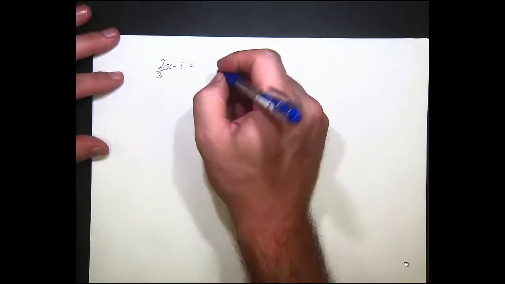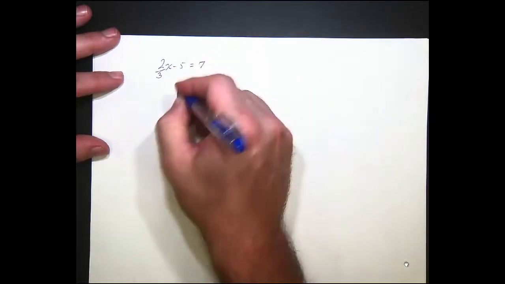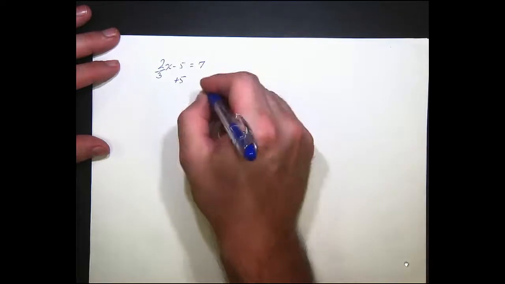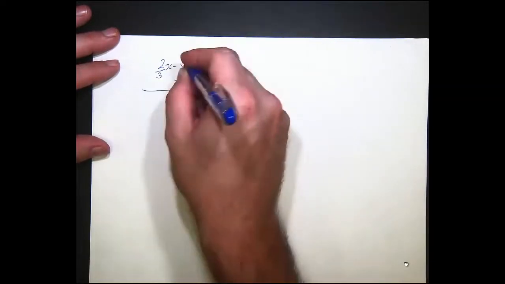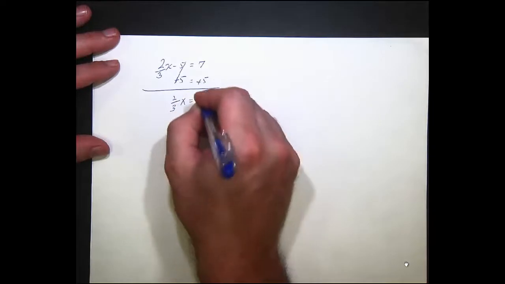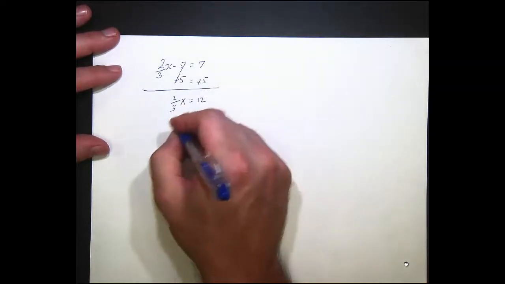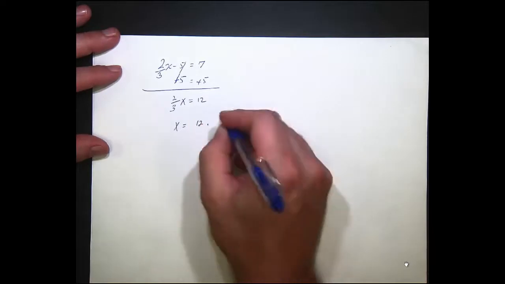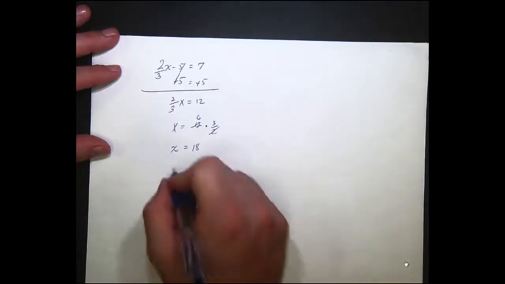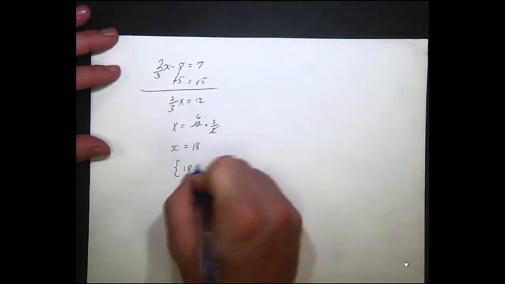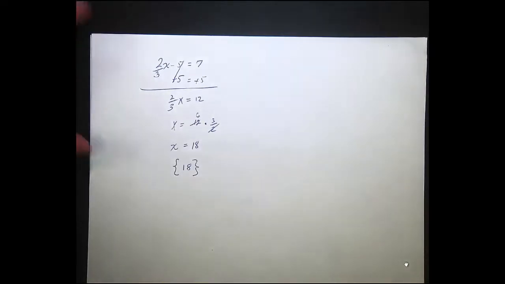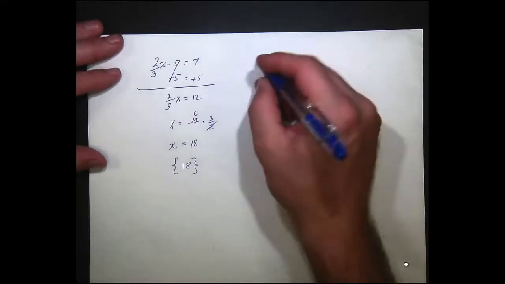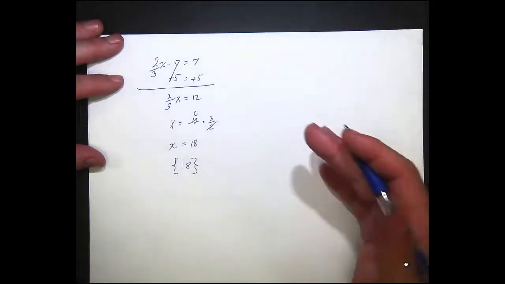Sometimes you solve an equation like 2/3 x minus 5 equals 7. How would we solve this? We'd add 5 to both sides because 5 is equal to 5. These would cancel. We would have 12. We'd multiply by the reciprocal. We'd get x equals 12 times 3/2, which is 6, which is 18. So x equals 18. Since there's only one solution, we would write 18 as the solution set.